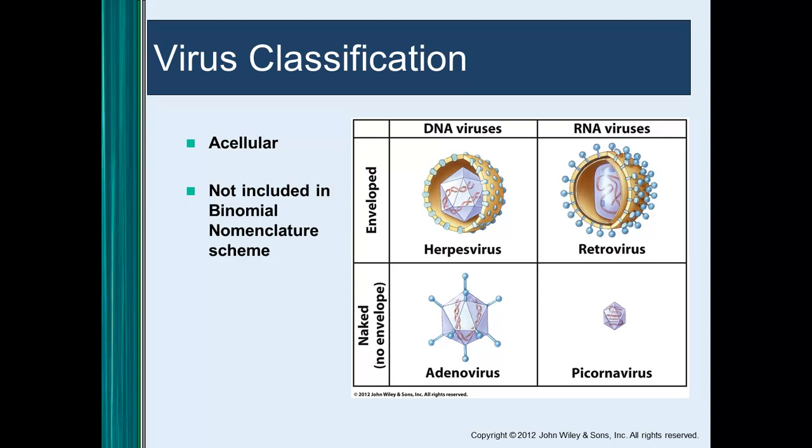And here you can see an example of how some different viruses may be classified using the type of nucleic acid they contain, whether it's DNA or RNA, and whether or not they're enveloped. You can see how this is broken down.